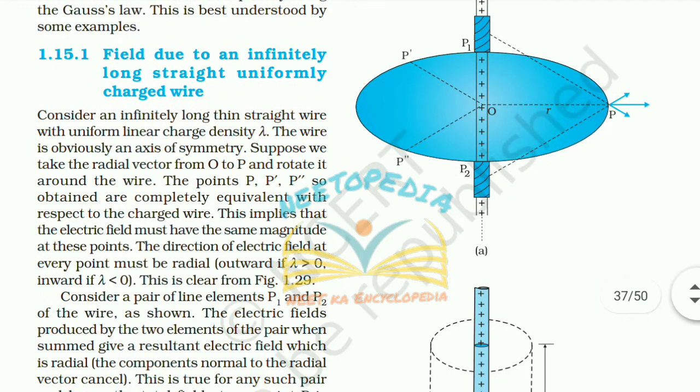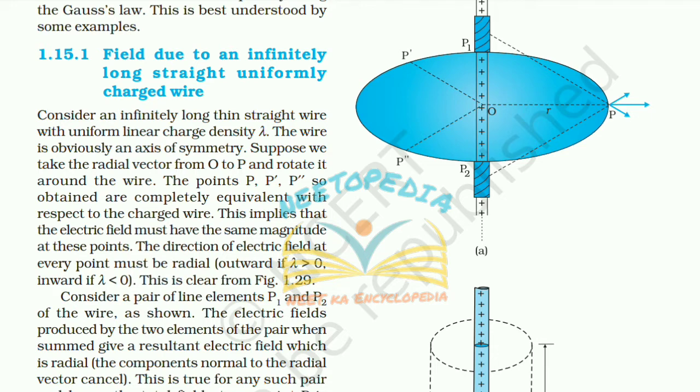1.15.1 Field due to an infinitely long straight uniformly charged wire. Consider an infinitely long thin straight wire with uniform linear charge density lambda. The wire is obviously an axis of symmetry. Suppose we take the radial vector from O to P and rotate it around the wire. The points P, P dash and P double dash so obtained are completely equivalent with respect to the charged wire. This implies that the electric field must have the same magnitude at these points.